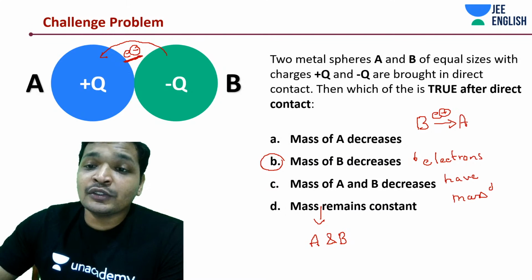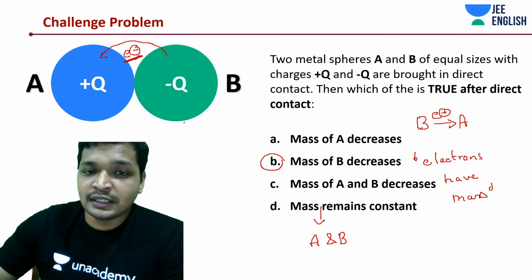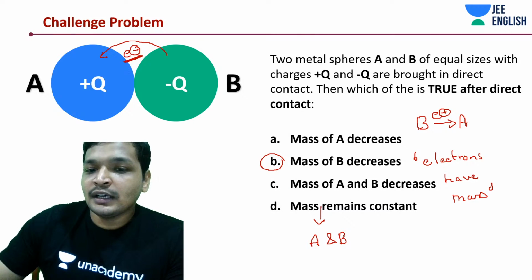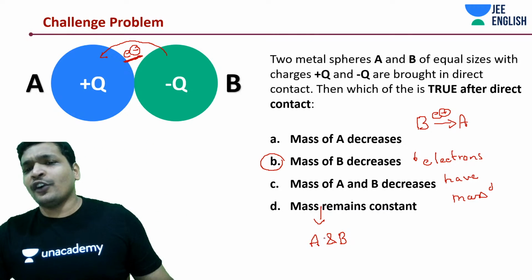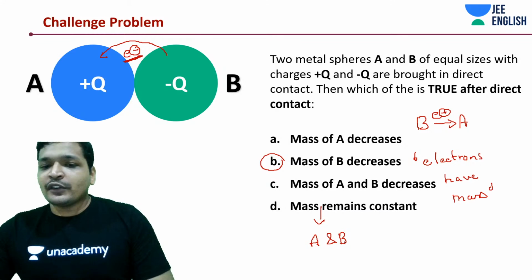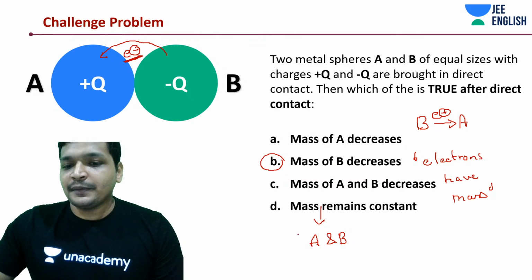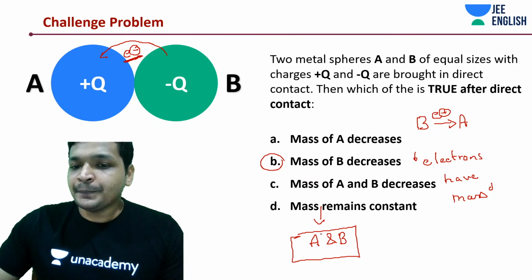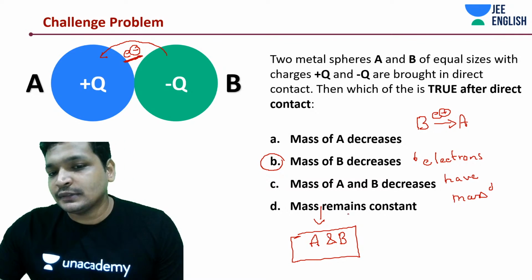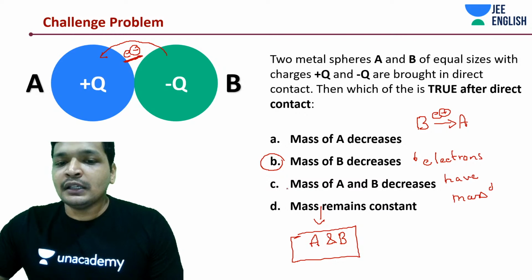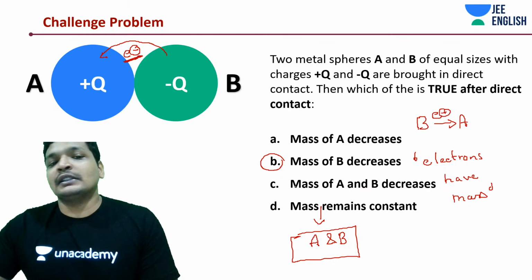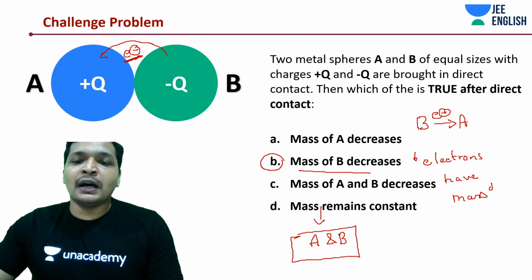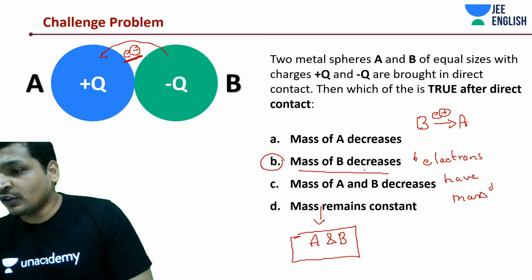Yes, you are correct, Madhu. Given the whole system, the mass would remain constant. The number of electrons lost is the number of electrons gained, so the mass would remain constant. We are talking about both A and B together. The mass of A and B together doesn't decrease. Actually, A would be gaining some mass, whereas B would be losing some mass. I hope you understood this concept.